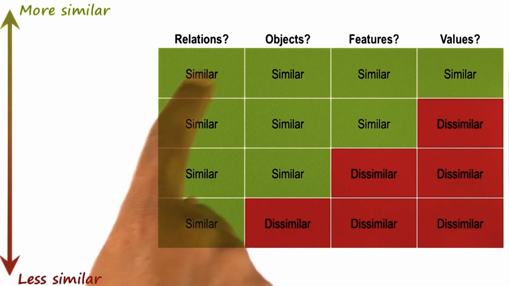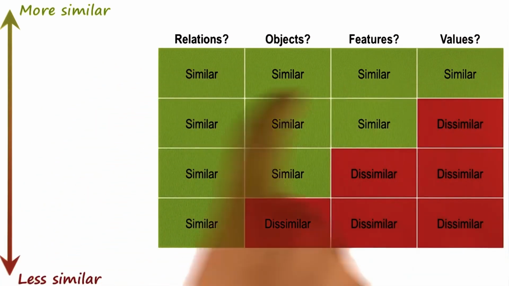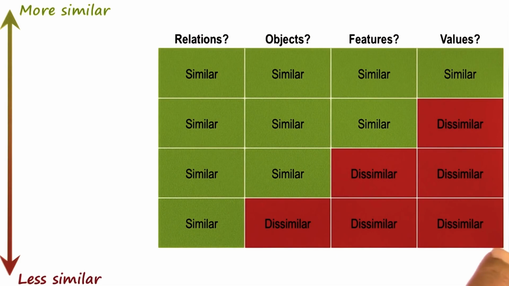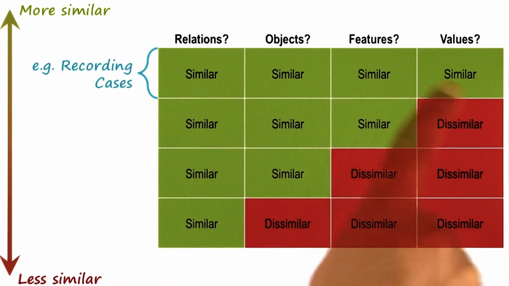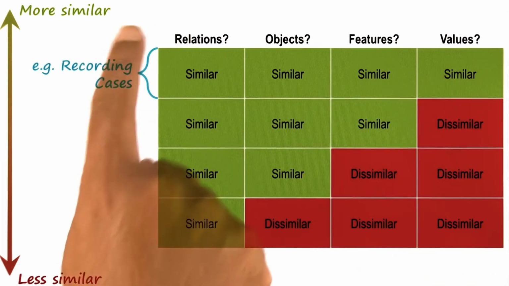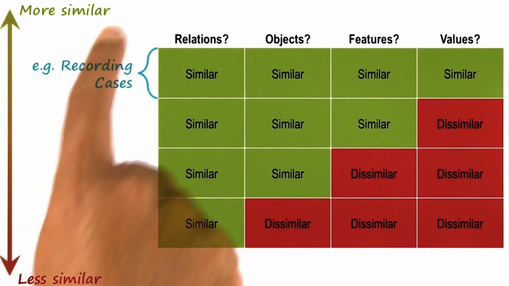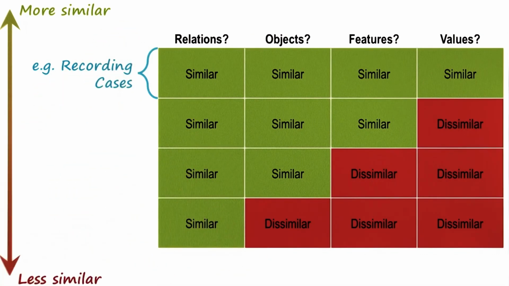At the end of the spectrum where the target problem and the source case are very similar, the relationships, objects, features, and values are all similar. At the other end, the values, features, and objects may be different, but the relationships are similar. If the relationships too were different, then there would be nothing in common between the target problem and the source case. When the relationships, objects, features, and values are all similar, then that is an example of recording cases, and we have come across it. An example of that was from the colored blocks in the blocks world.